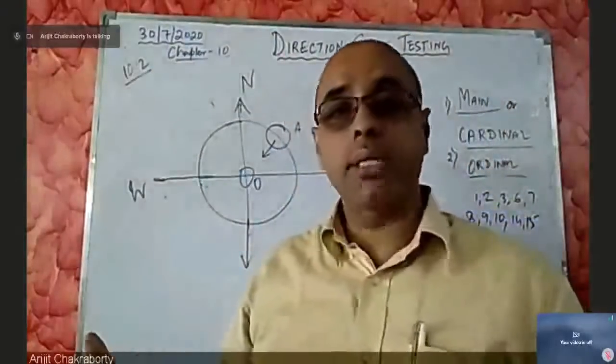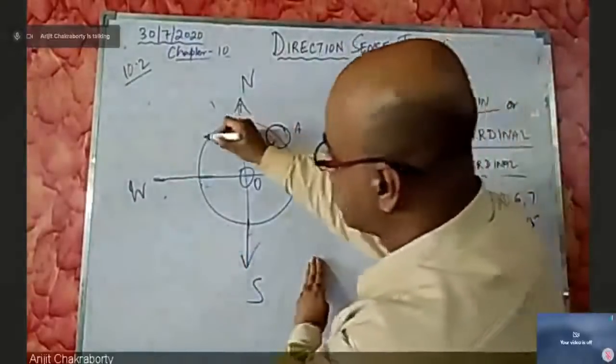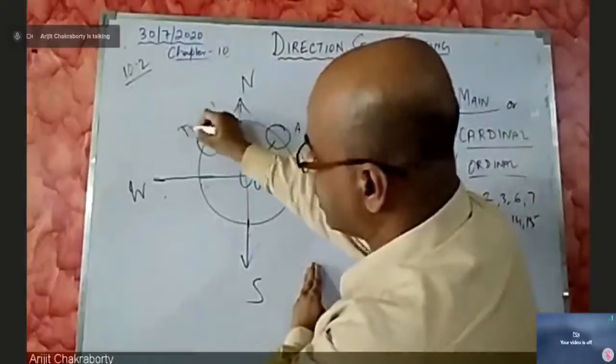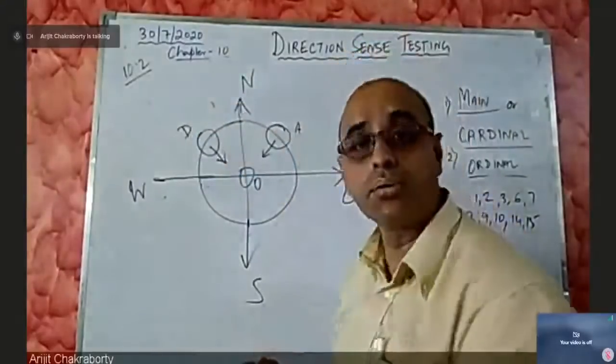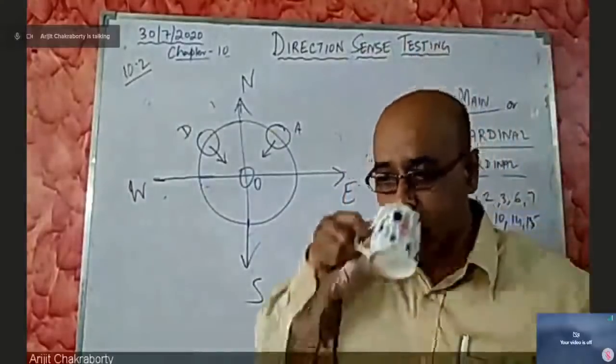B is facing southeast. So this is south, this is east, this direction, that means D is somewhere here. So this is D, and D is facing southeast. Fine. Next, please see the next condition.